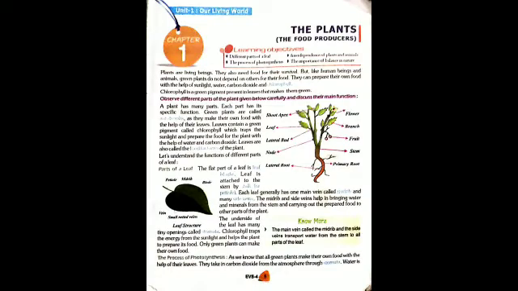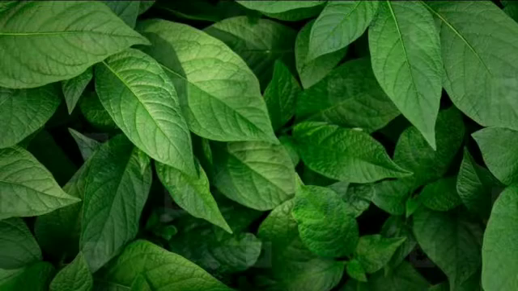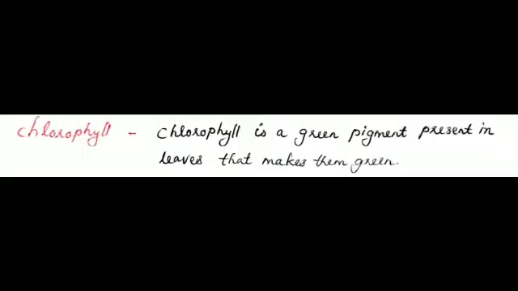Today we'll start with the first chapter, the plants. What are plants? Plants are living beings. They also need food for their survival. They can prepare their own food with the help of sunlight, water, carbon dioxide, and chlorophyll.